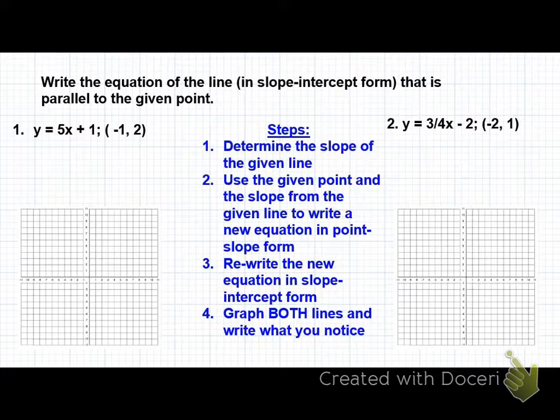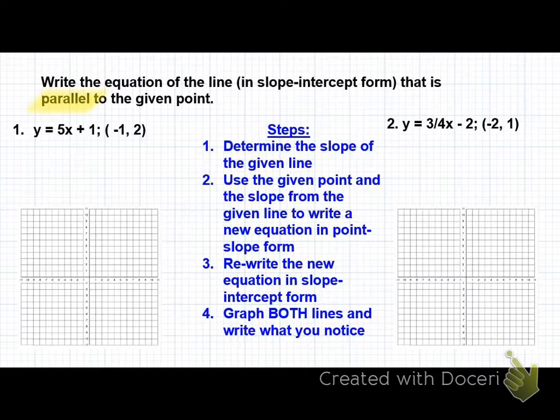Write the equation. This is the directions up here. Write the equation of the line in slope-intercept form that is parallel to the given point. Okay? So the key word here is parallel. You see that? So because of that, I'm going to think about what Celeste said. What kind of slopes are parallel slopes? Again, everyone? Exact same thing. Okay, good. All right. Very good.